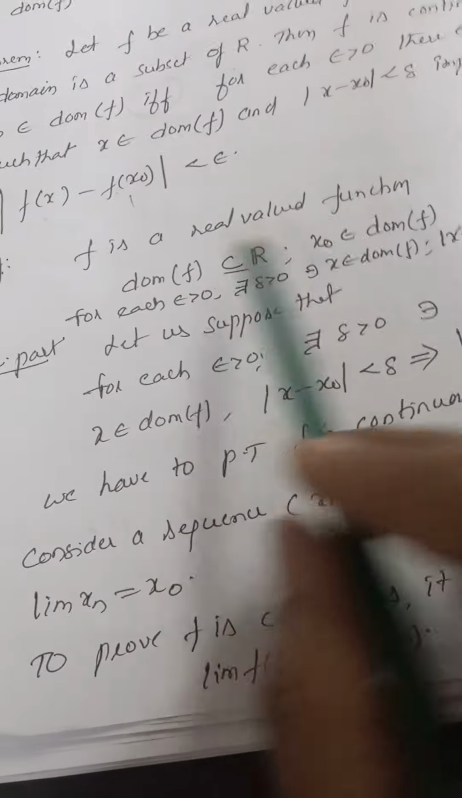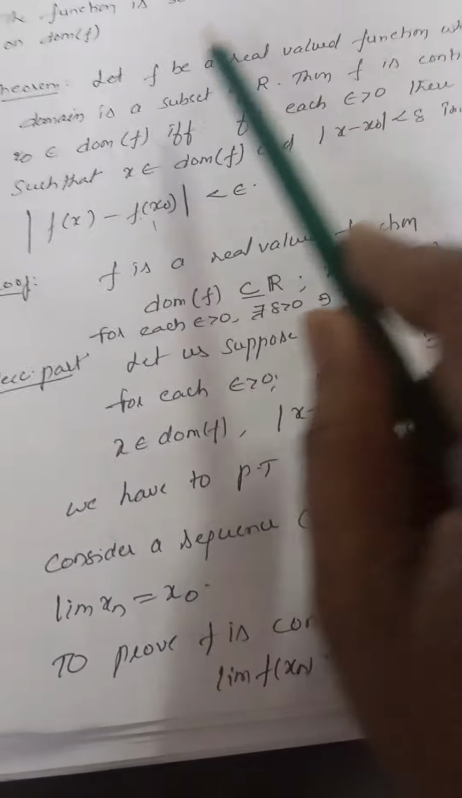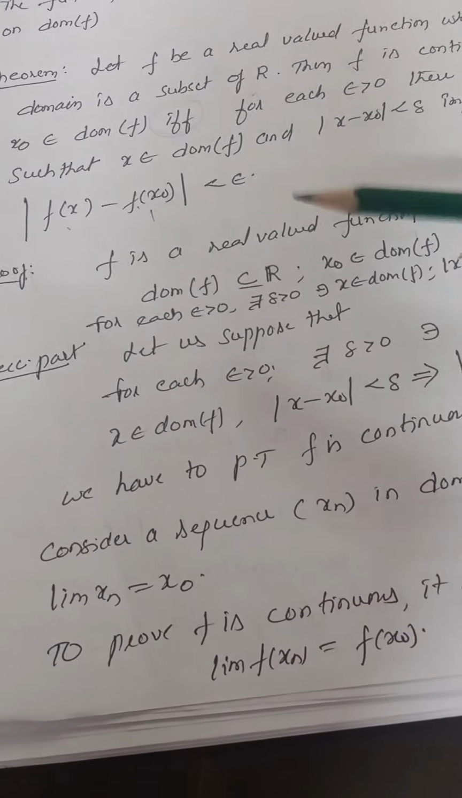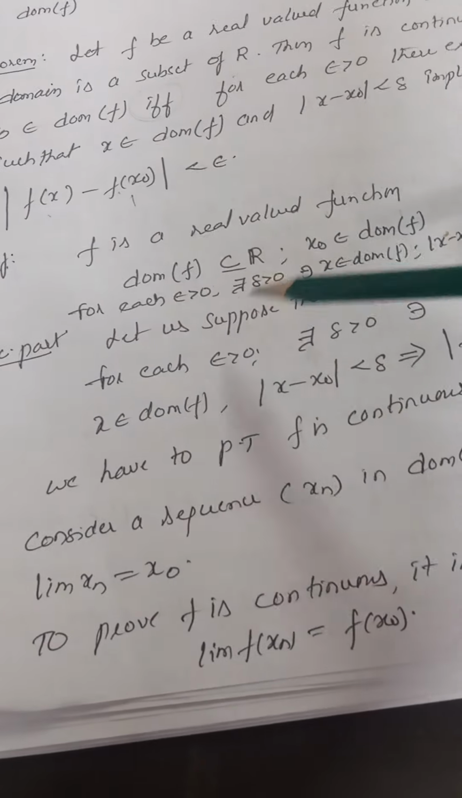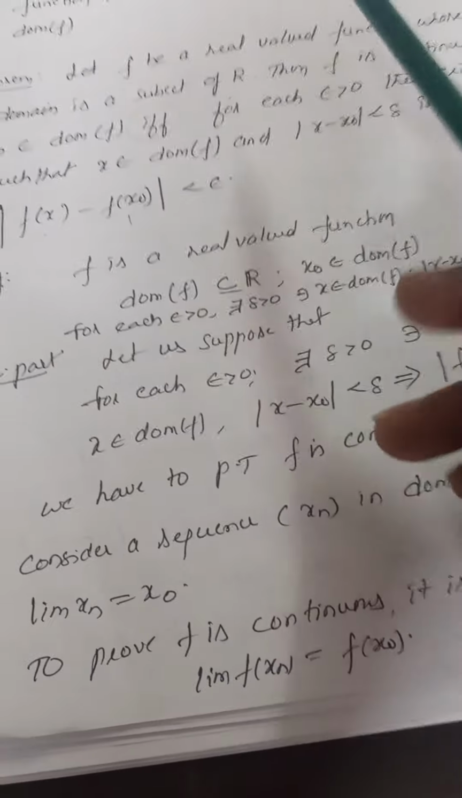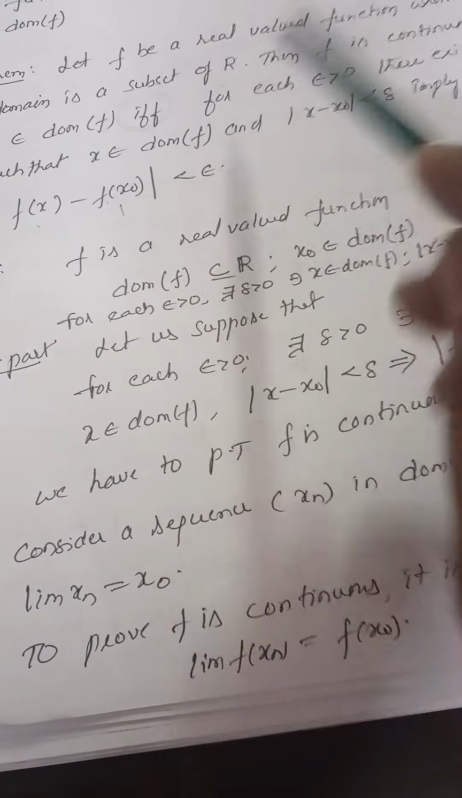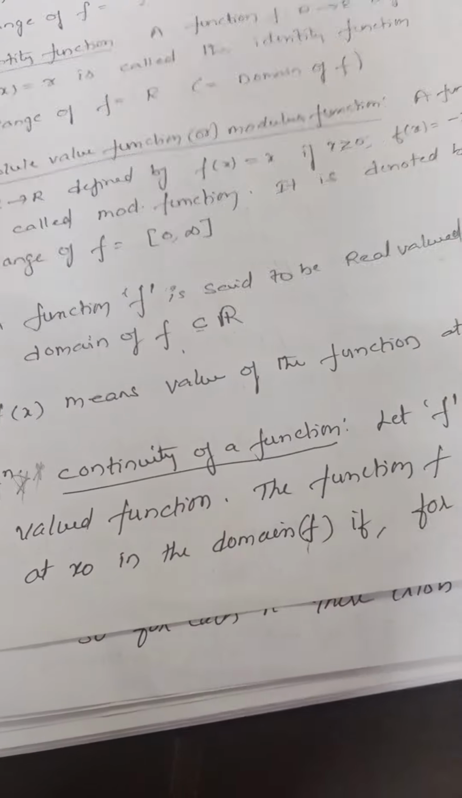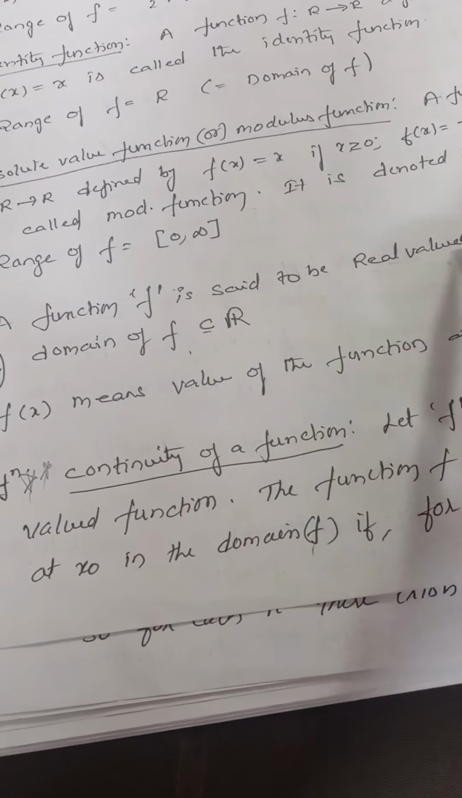Now first of all we are writing the given data. What is f? f is a real valued function. The domain of f is a subset of R. The reason is that f is real valued; real valued means, by the definition, the domain is a subset of R.